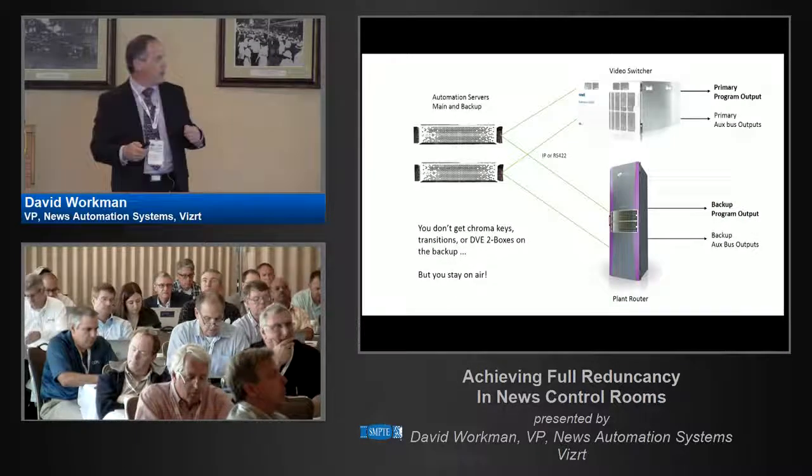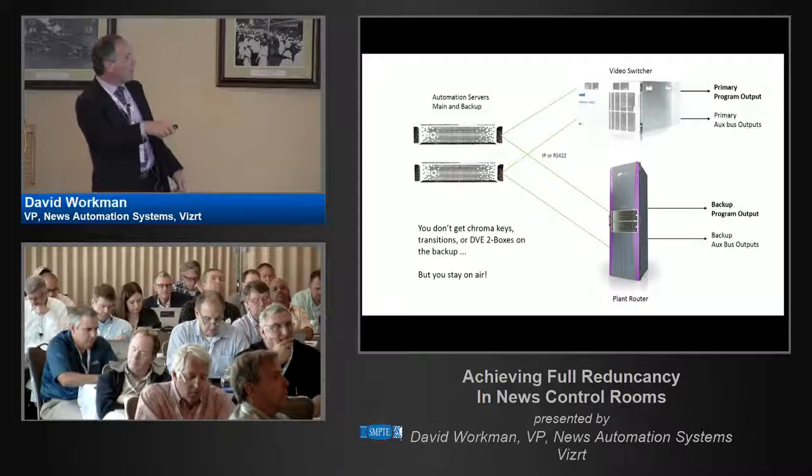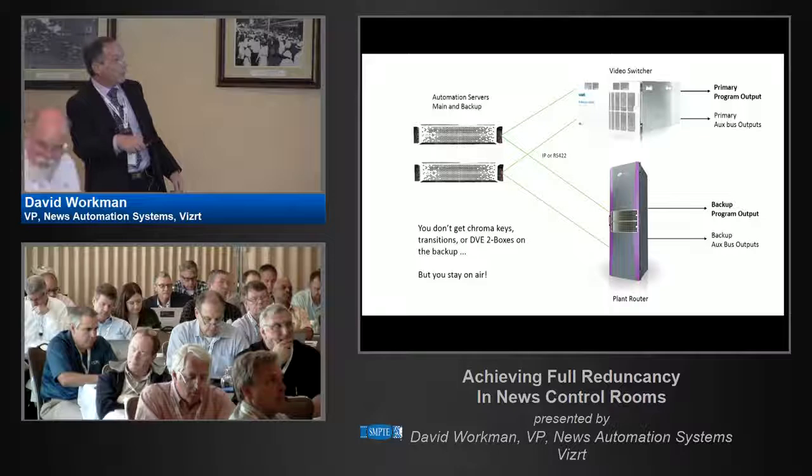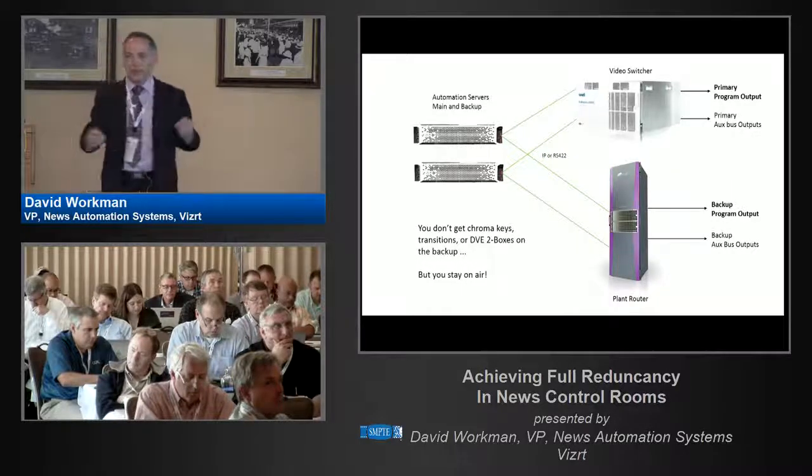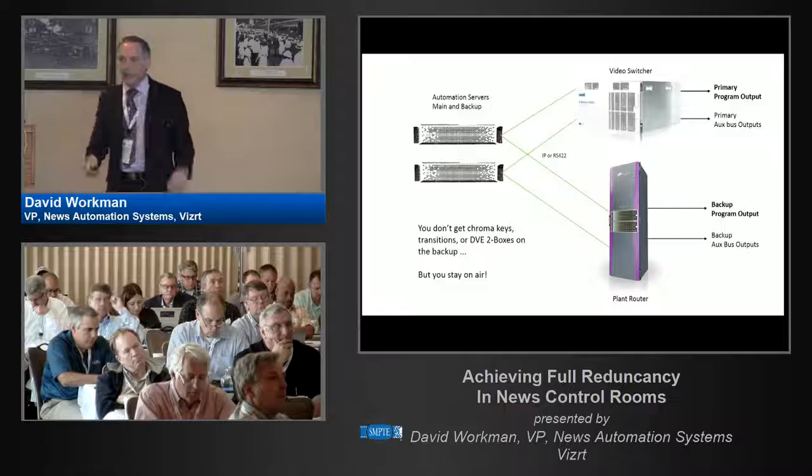So again, you have your main and backup automation servers controlling the video switcher and then the plant router in parallel, both of them with parallel connections, giving you the primary program output out of the video switcher and then your backup program output out of the router. So that's, again, how we've approached that problem.